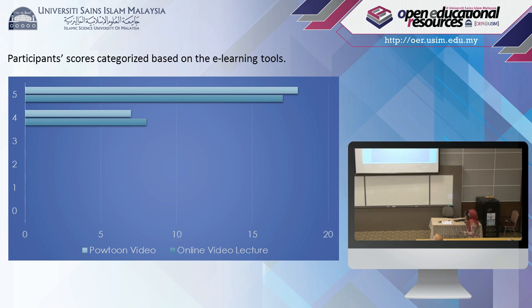In order to enhance this, I think I should ask them to watch the video only once, or maybe time the duration they took to answer the questions. For the Powtoon video, 18 students managed to score full marks, and the remaining 7 students got 4 marks.